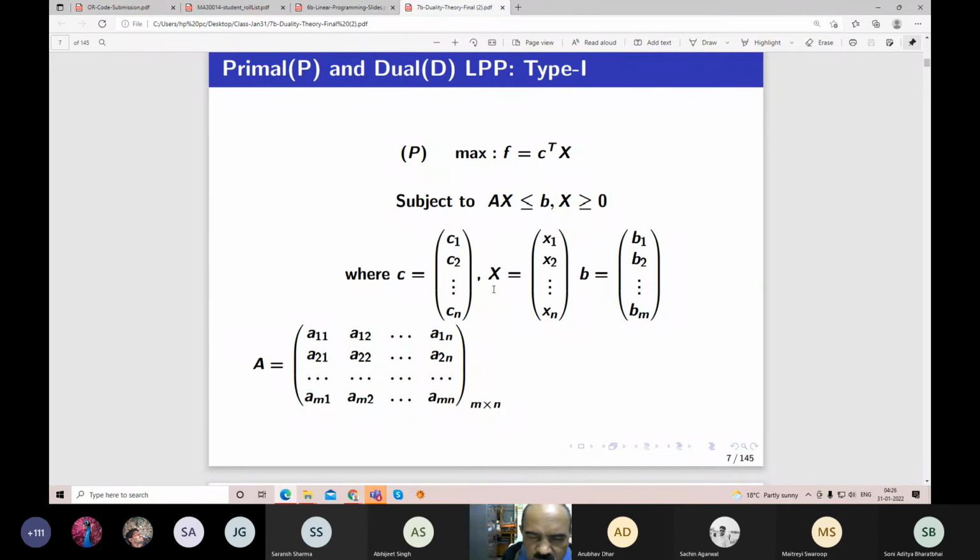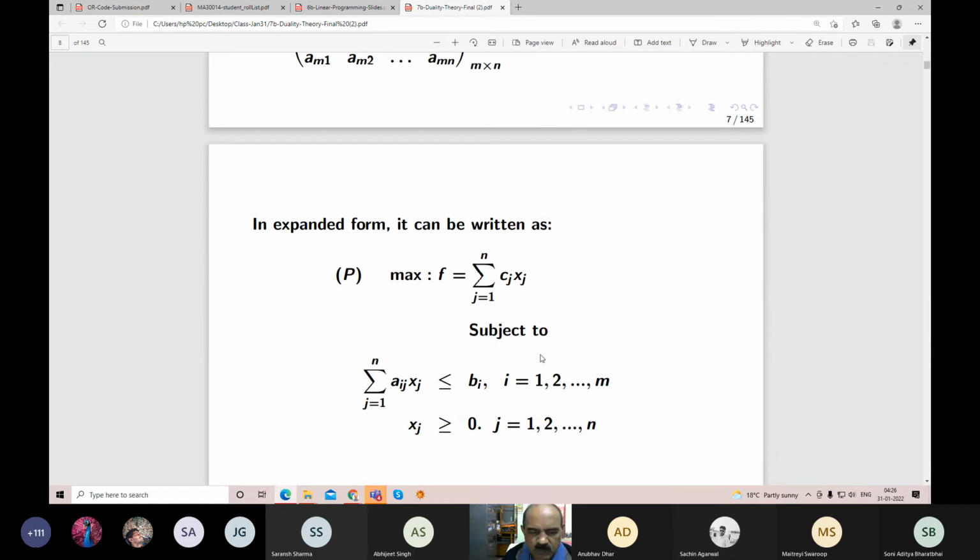In the basis matrix, we are using the product form of inverse. You know it, okay? When you find a basic feasible solution also, we are finding the inversion to find the solution. This is the matrix notation, and if you expand it, you can write it in this manner.